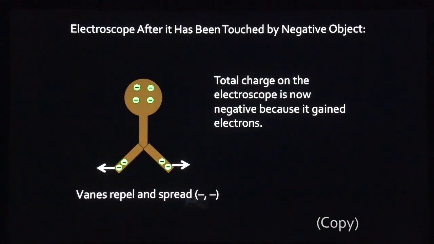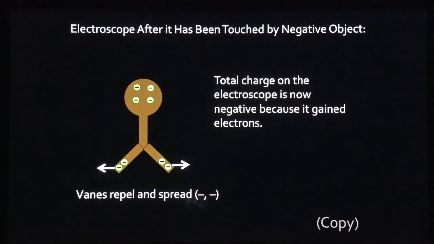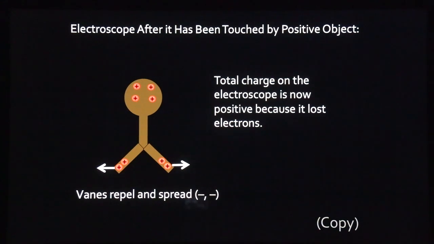Okay, so let's now look at what happens if I touch the electroscope with a positive object. Here I touched it with a negative and made it negative. So let's take a look at that. What happens here? The title says touched by positive, and then I released it, and you see positive everywhere. The vanes are spread apart. Oh, there's a typo here. This should say plus plus right down in here. You see that mistake, so you could fix that when you copy that into your notes.